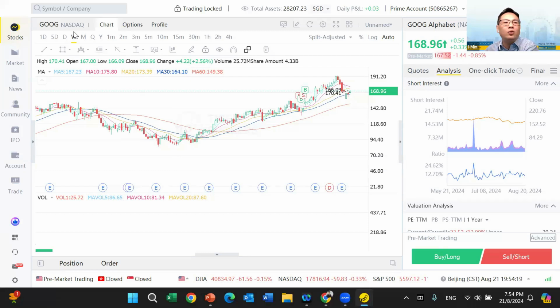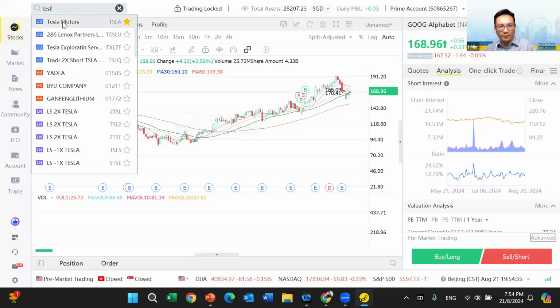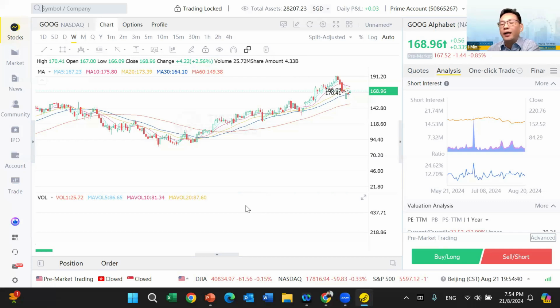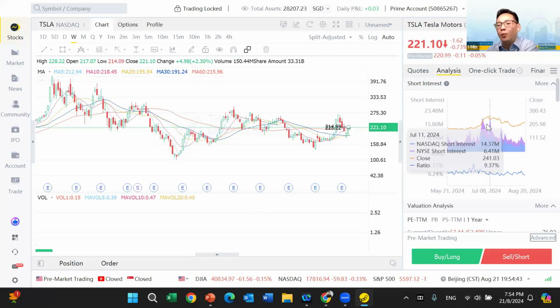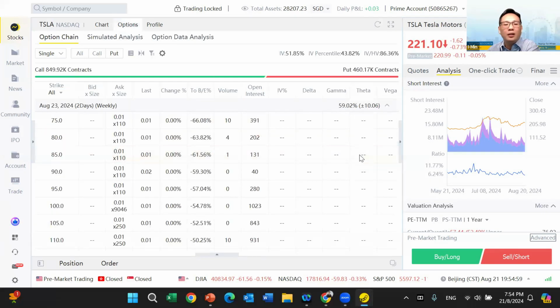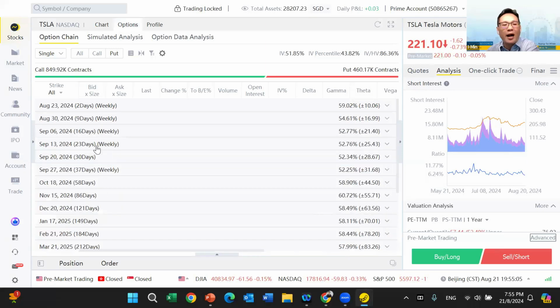So this is Google. Maybe I'll just type in some of the popular ones, so let's say Tesla. Of course, the market is not open now, but assuming it's open, the Tesla stock price is $221. Can you see $221? I could buy Tesla, or in this case, I could just buy the option. I click on options, and I can choose the expiry. There are different expiries. Usually I choose one of about 1 month, which is 30 days, so this option will expire in 30 days.